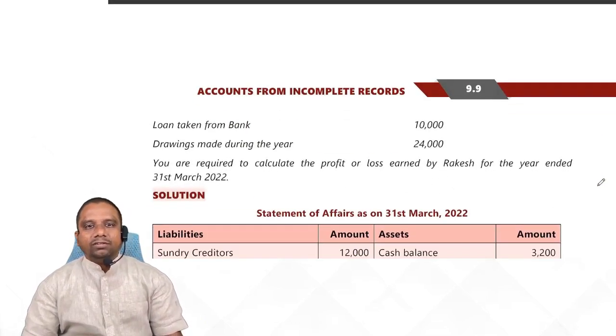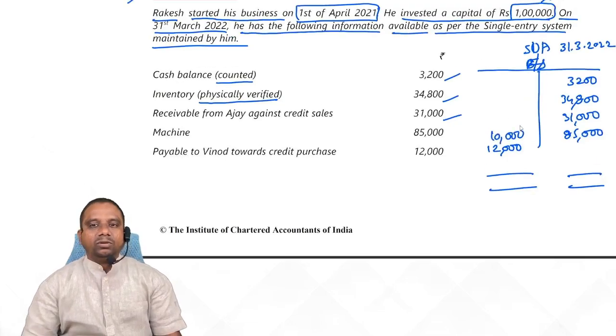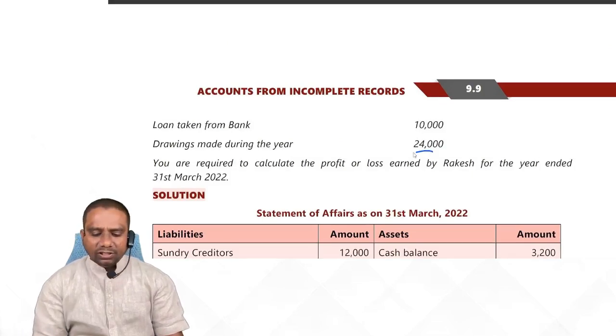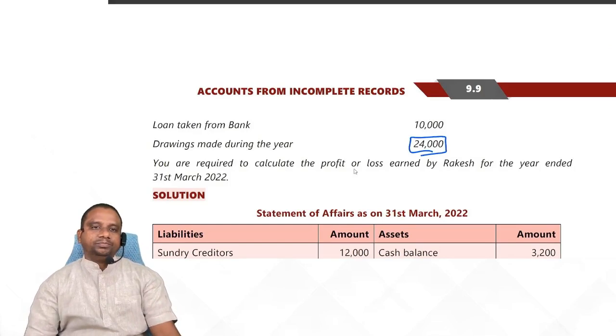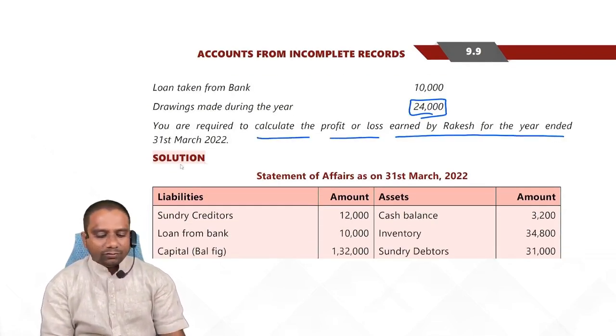And loan taken from bank. Yeah, here we have more liabilities. 10,000 loan taken from bank. Drawings made during the year, this we take under profit calculation. Is it clear? So you are required to calculate the profit or loss earned by Rakesh for the year ended.